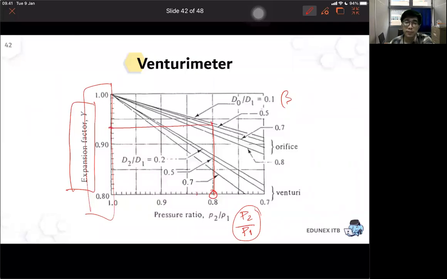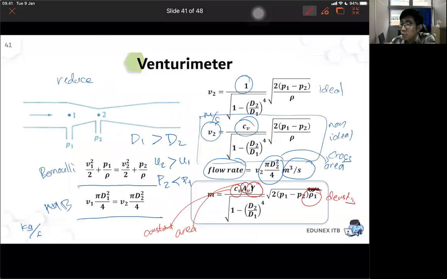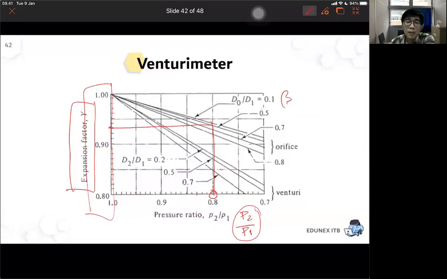Sir, question. Is this the expansion factor of the difference in diameter, or the expansion factor of the liquid, sir? For example, the venturi meter, the difference in the gap of the hole? Basically, this one is normally used, if you have venturi meters, to calculate the velocity of gas.